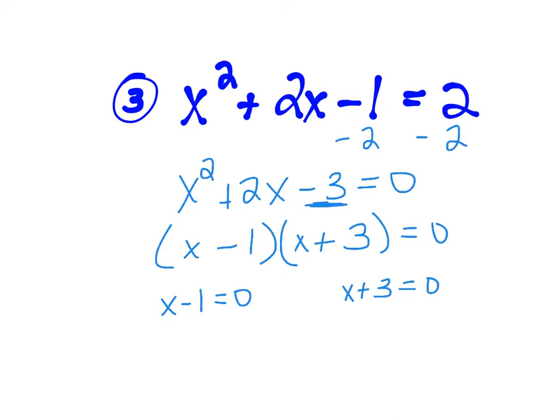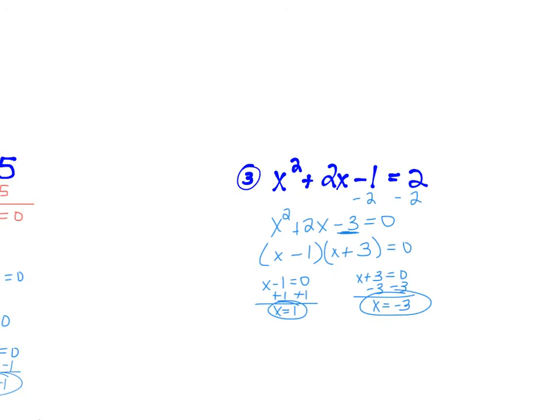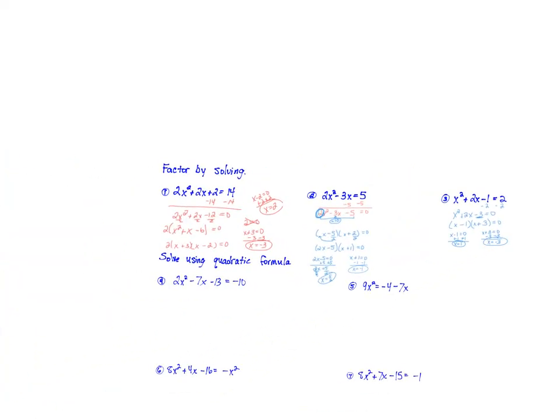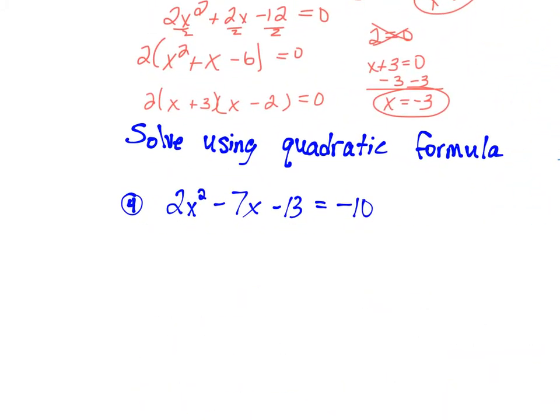On the left-hand side, what do I do? Add 1. Perfect. So I get x equals 1. And on the right-hand side, what do I do? Subtract 3. Good. So x equals negative 3. How do we feel about factoring by solving? Easy. Okay, when it says factor by solving, that means you don't have to think, does it factor? Yes, it will. And I will work the problems out 15 times to make sure that they factor nicely, I promise.